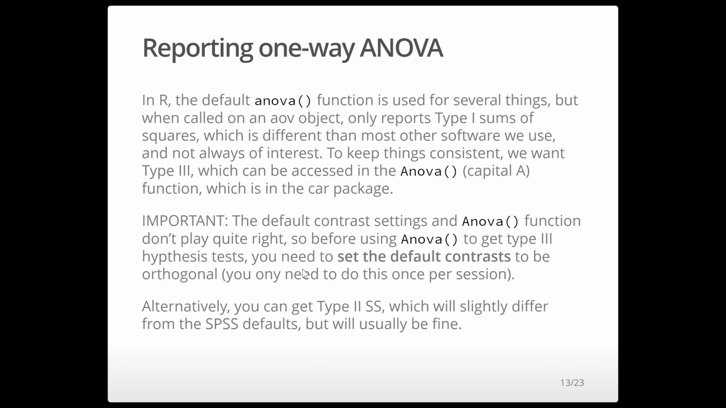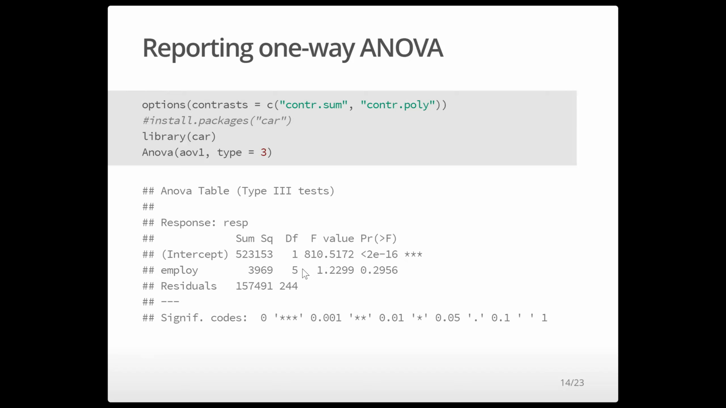To be consistent with SPSS and SAS, we want type 3 sums of squares, which can be called with the capital A Anova function. But one important thing is that there's a sort of funky feature of R where the default contrast settings for the Anova function don't work quite right with type 3 sums of squares. So you need to actually set them to be orthogonal contrasts. You only need to do this once per session, and I'll show you how. It's not that important to understand exactly what that means here. We can also always get type 2 sums of squares, which will be slightly different than type 3, but will usually also be better than type 1. But to match with SAS and SPSS, first we set our default contrast with this options call.